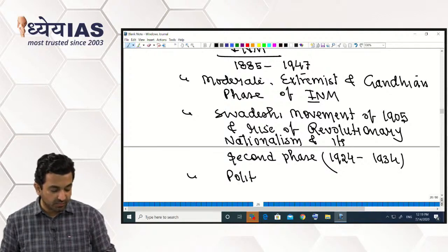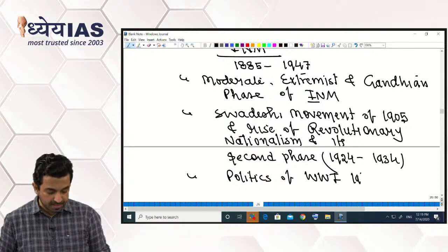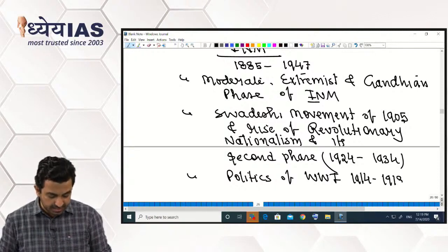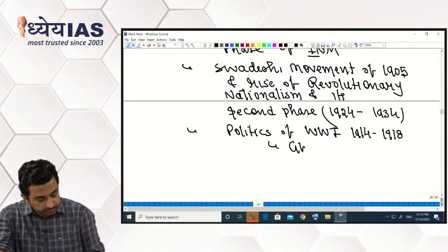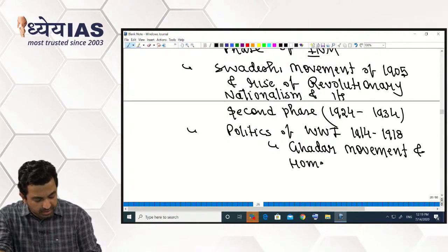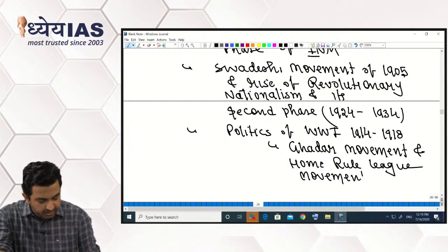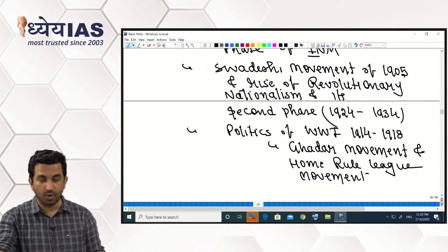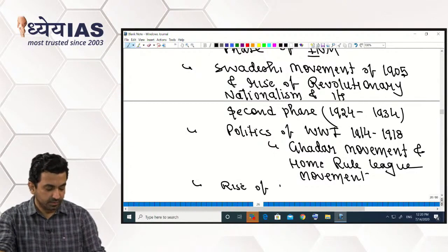Then politics of World War First, 1914 till 1918. Politics of World War First, which includes the Gadar movement and Home Rule League movement.